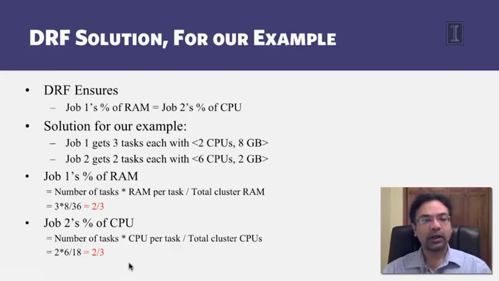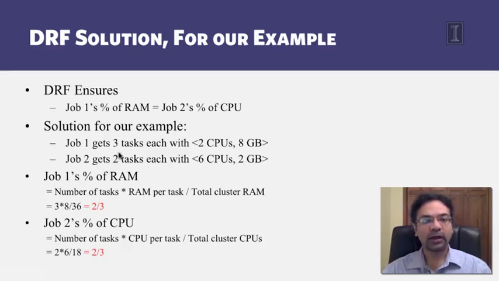So that ensures that job 1's percentage of RAM equals job 2's percentage of CPU. So every job gets the same percentage of the cluster as far as its dominant resource is concerned. And you can verify that allocating job 1 3 tasks and allocating job 2 2 tasks also satisfies the total number of resources that you have.